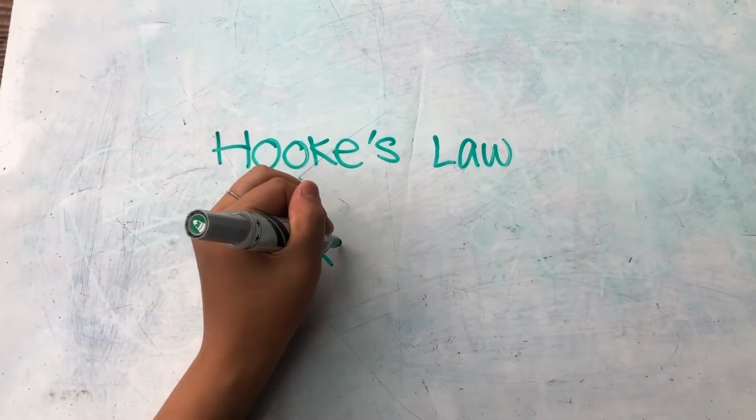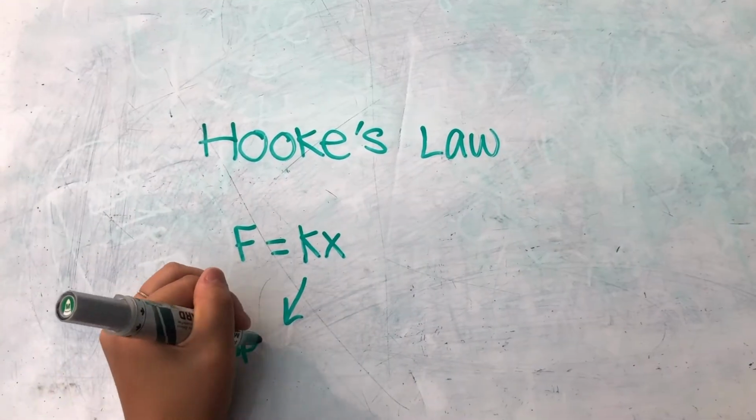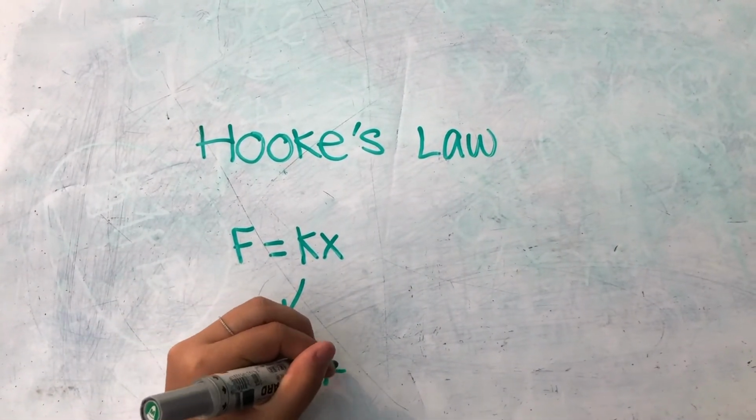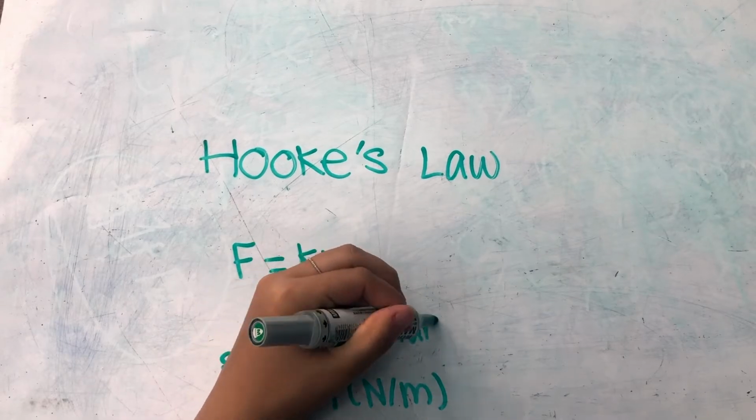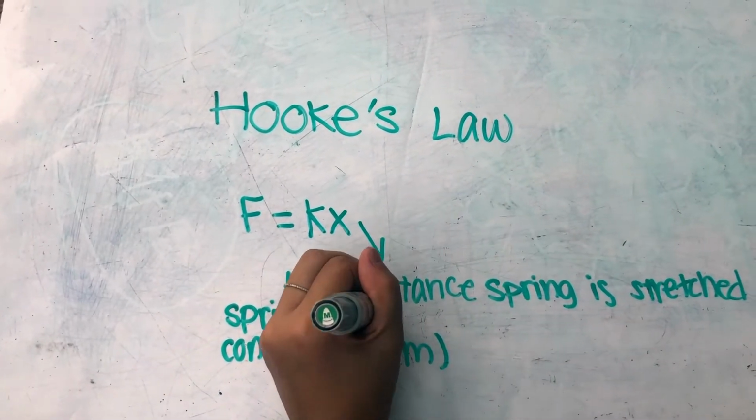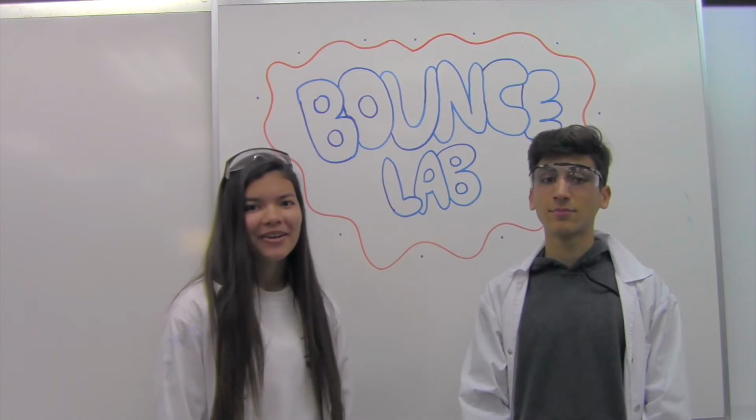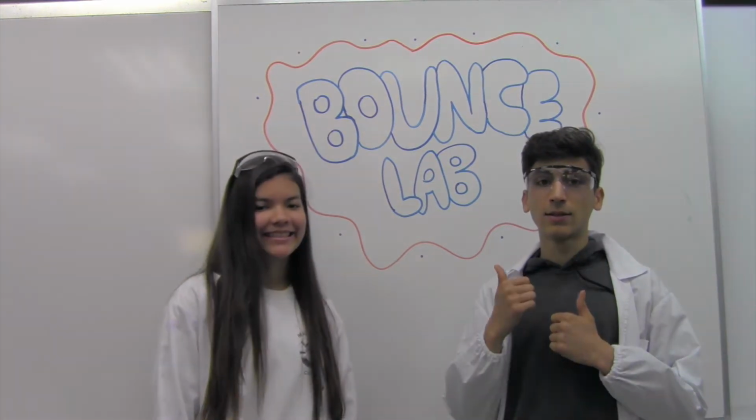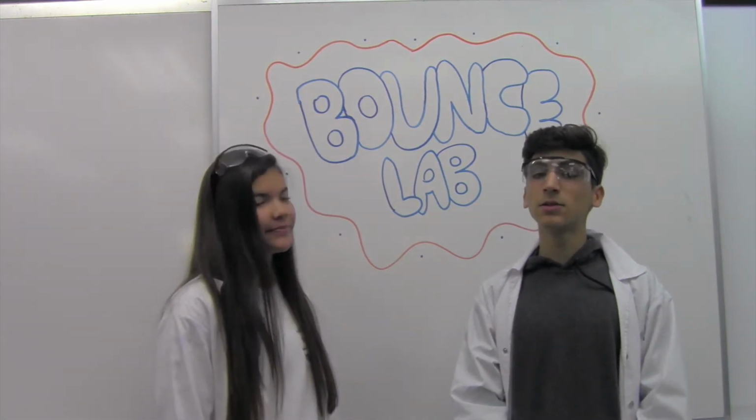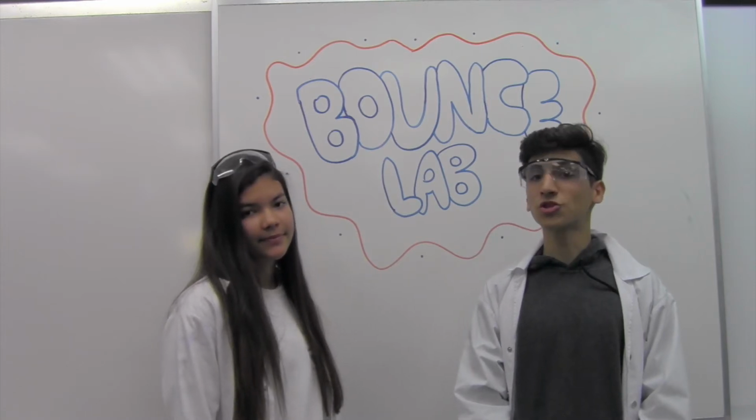Force equals kx, which is Hooke's law. K is the spring constant measured in newtons per meter, and x is the distance the spring is stretched from its equilibrium position in meters. The harder you jump, the higher you bounce. This is similar to Newton's third law, which I am sure you know.